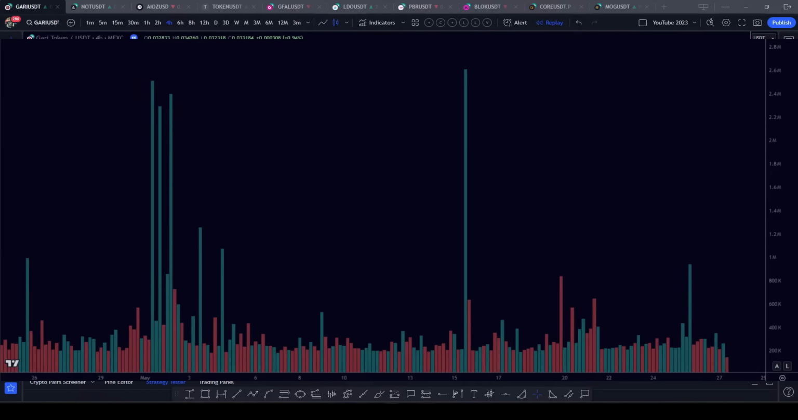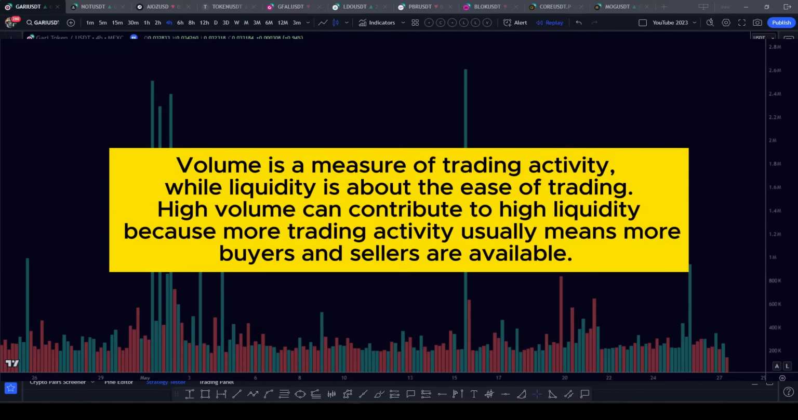In this video, we're going to uncover the crucial role of volume and explore the different types of liquidity. By the end of this video, you're going to have the information most traders lack, giving you the upper hand to make successful trades. While liquidity and volume are related, they're not the same. Volume is a measure of trading activity, while liquidity is about the ease of trading. High volume can contribute to high liquidity because more trading activity usually means more buyers and sellers are available.